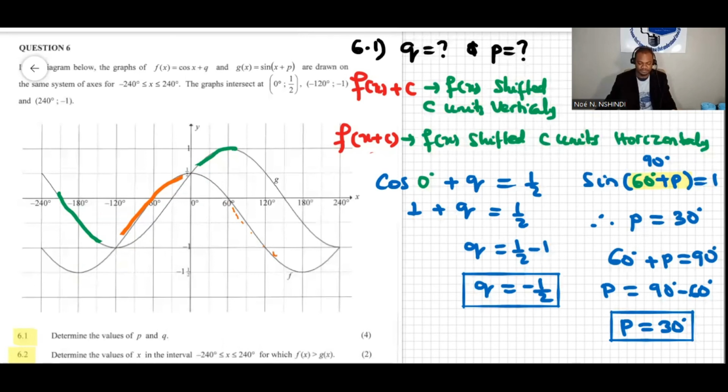So for 6.2, we can say negative 120 degrees less than or equal to x less than 0 degrees. We can write it like this, or we can also write negative 120 to 0 like that. Let's just erase this.